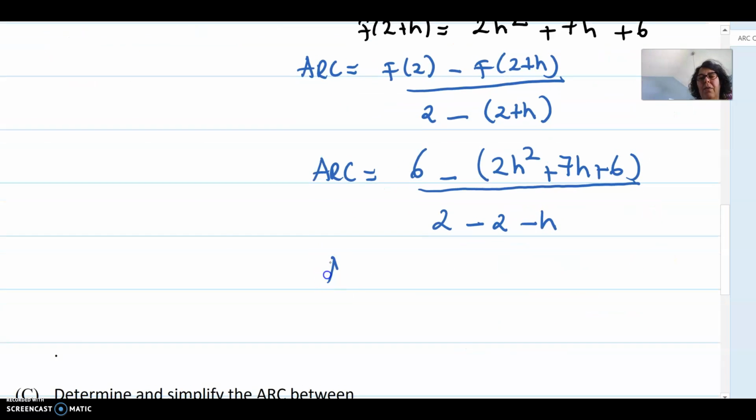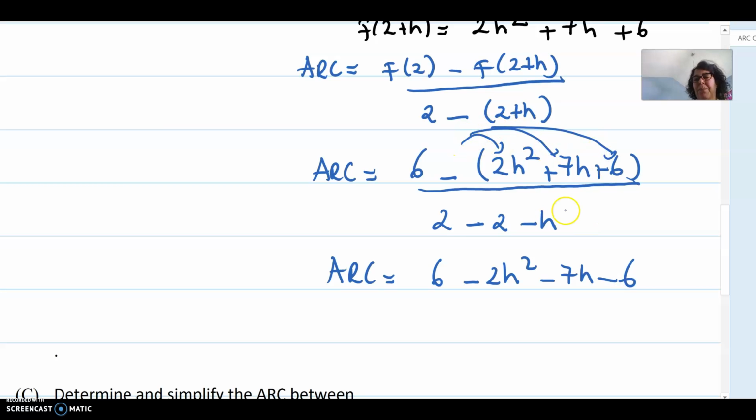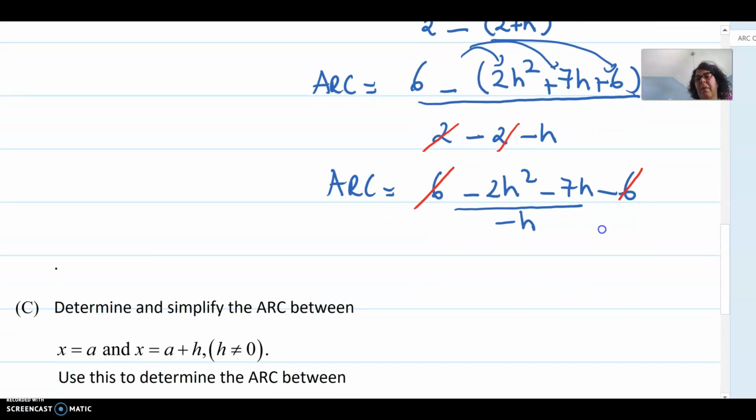All right, so the average rate of change will be 6 minus 2h squared minus 7h minus 6. We're distributing that minus there. So these will be gone, these will be gone, and at the bottom, this is my cat Marty, sorry, that's minus 8. So still not done according to the answer key, because there might be some simplification. At the top, that's what we have.